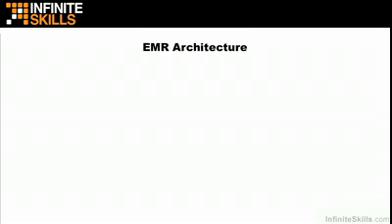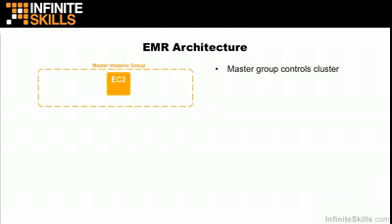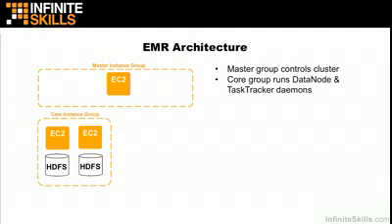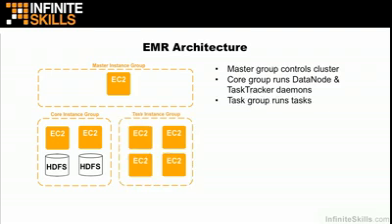EMR has an architecture that's slightly different than what we see with core Hadoop. It essentially uses what it calls instance groups, and it has 3 of these. The master instance group controls the cluster. You can think of it as you would the master nodes in a regular Hadoop cluster. There's also a core instance group, which has EC2 instances running data node and task tracker daemons. This is what provides the HDFS storage. There's also a task instance group, which provides processing.